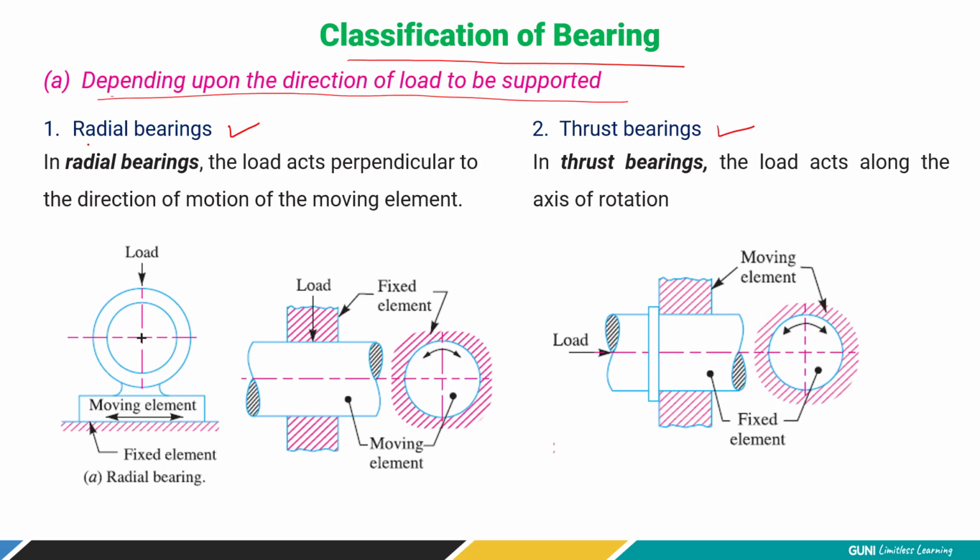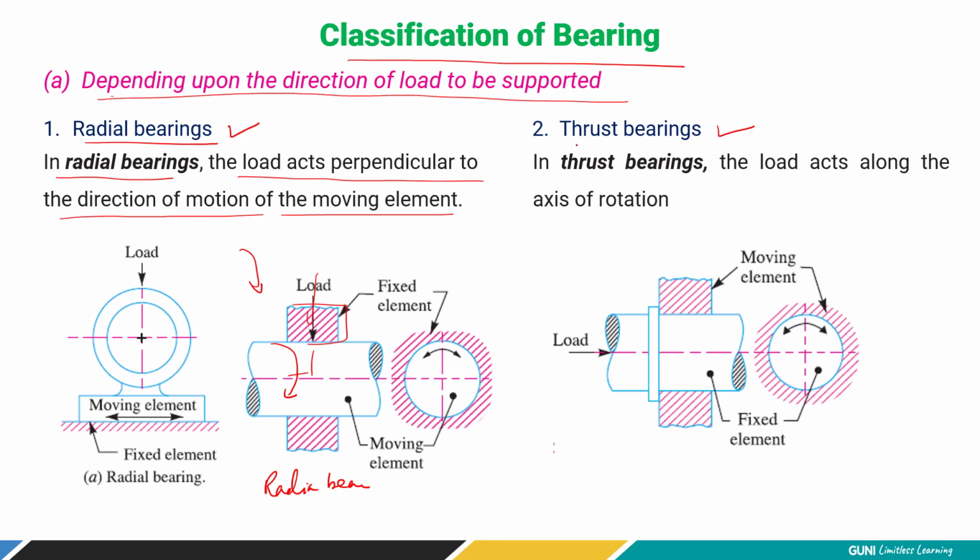So the first is radial bearings. In radial bearings, the load acts perpendicular to the direction of motion of the moving element, as shown in the figure, right? So the element is rotating like this and it is supported on this fixed element, right? So the load is acting vertically, that is perpendicular to the rotation. So this is referred to as radial bearings, right? It is called a radial bearing.